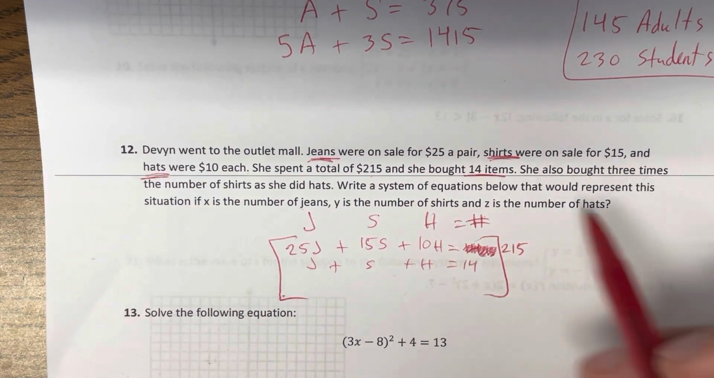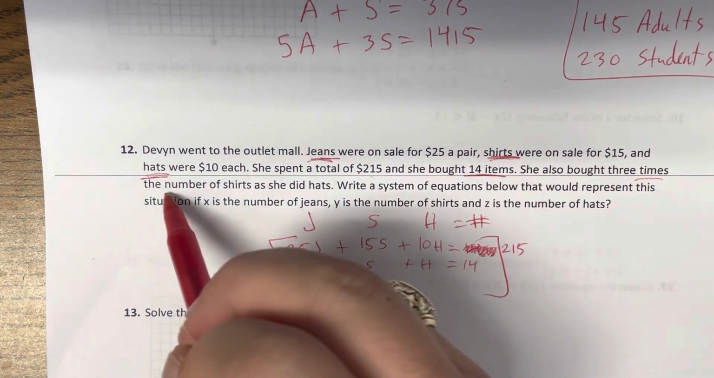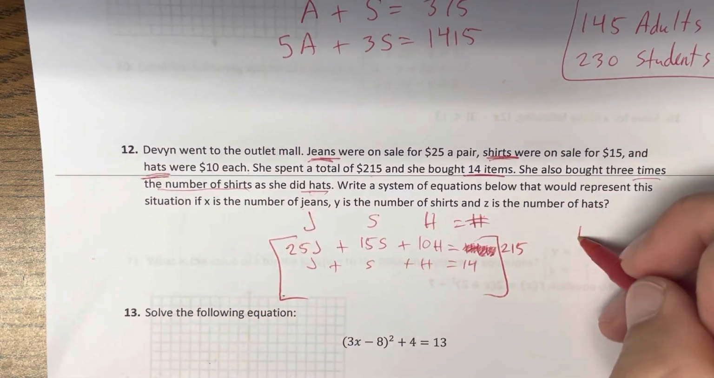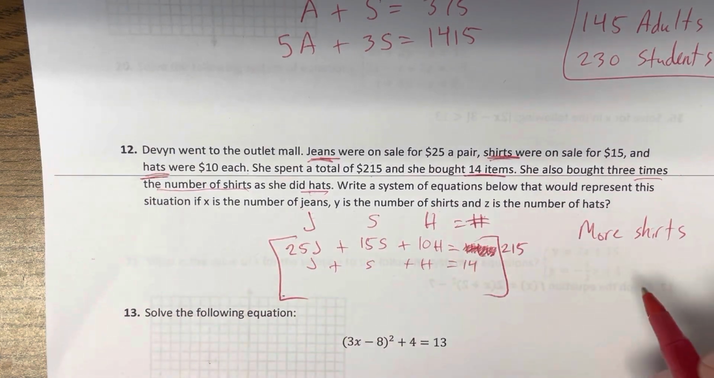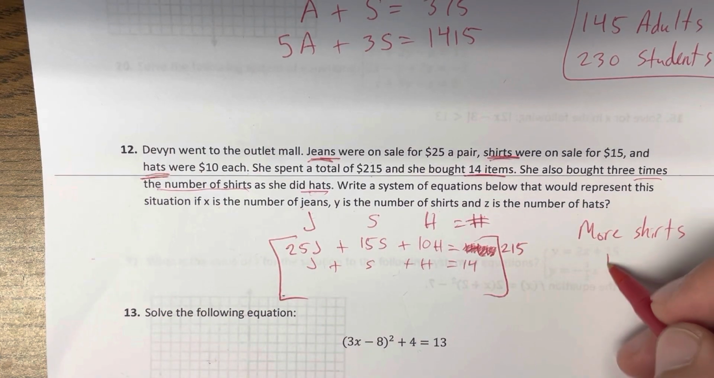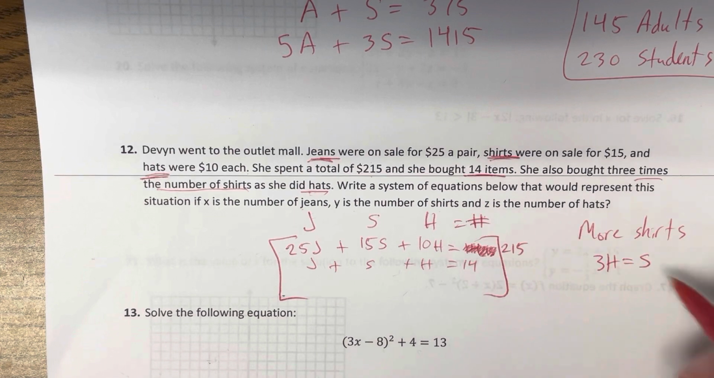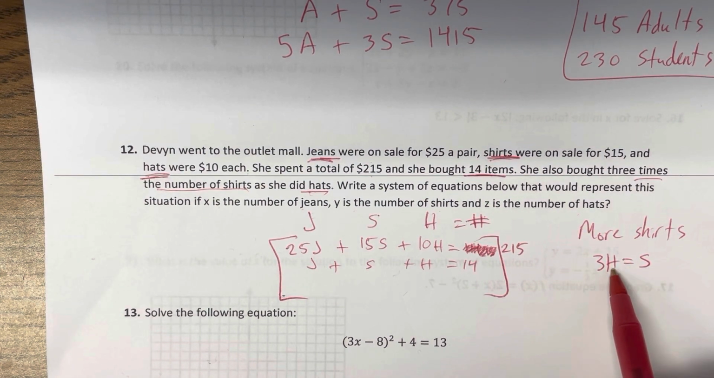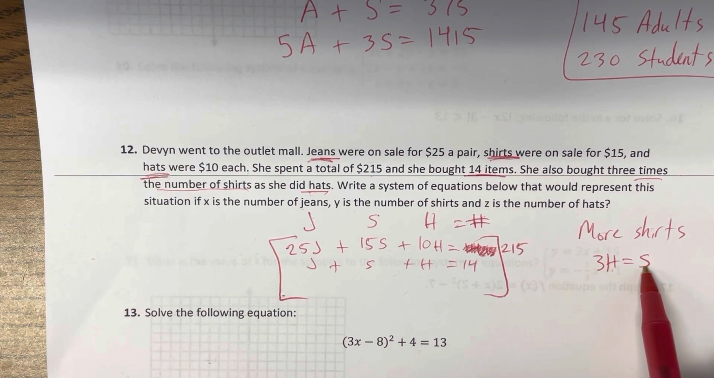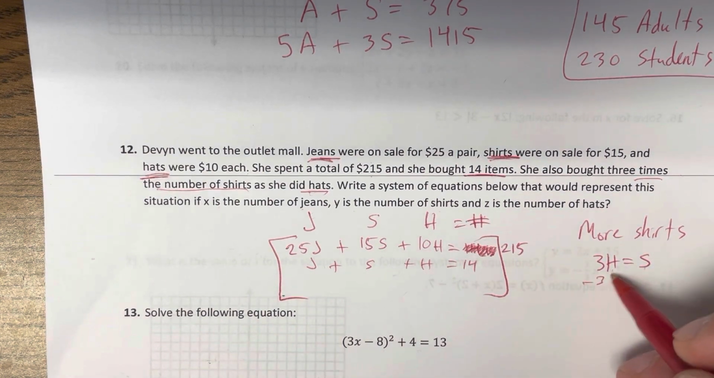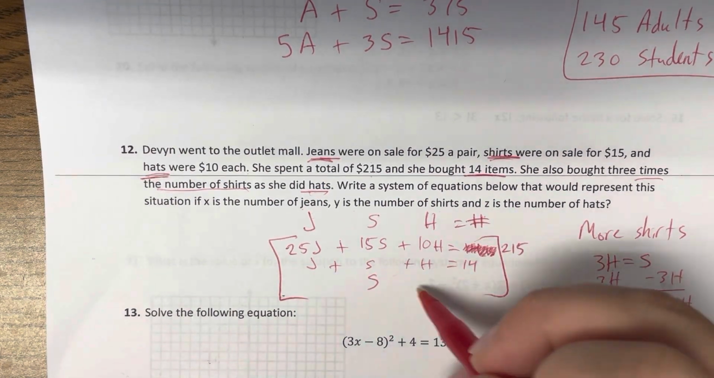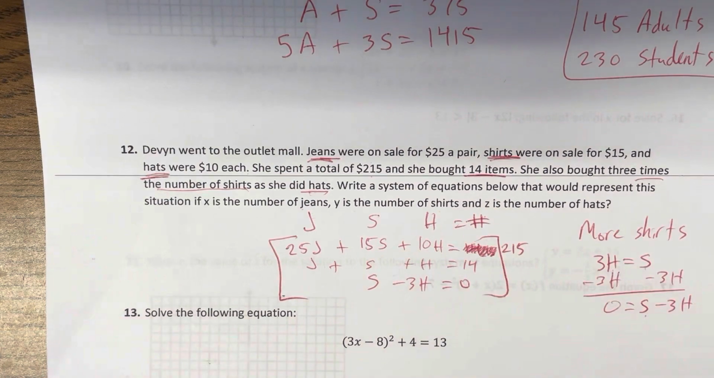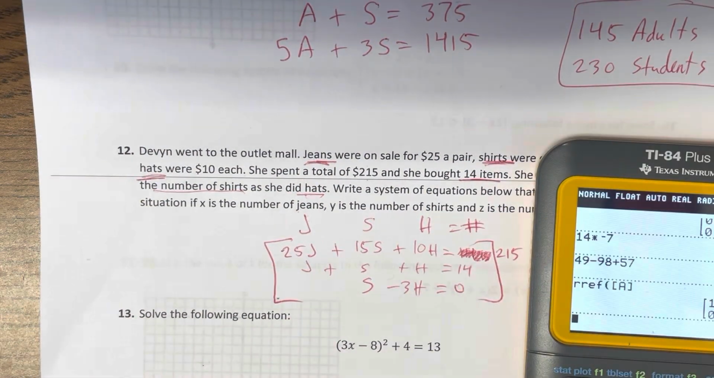All right, and then my last one says she bought 3 times the number of shirts as she did hats. That means there's more shirts, and so make sure when you write your equation, you should have more shirts. So for every one hat, she bought 3 shirts. That's the way you would do it. So for every hat, you'd multiply by 3 to get the number of shirts. And then to get a matrix ready, I'll just subtract the 3H over. You could have done it the other way and subtracted the S over, but I'm going to have the S minus 3H equals 0. And so now we're matrix ready.